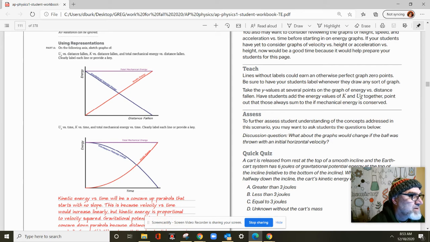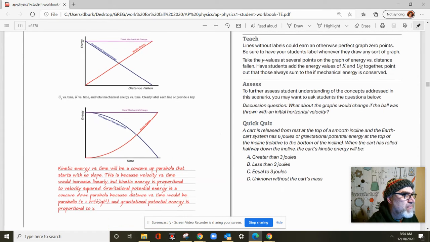Okay, so it had all the potential energy, and then the potential energy decreased as the distance increased. The kinetic energy increased as the distance increased. The total mechanical energy stayed constant. One was going into the other.